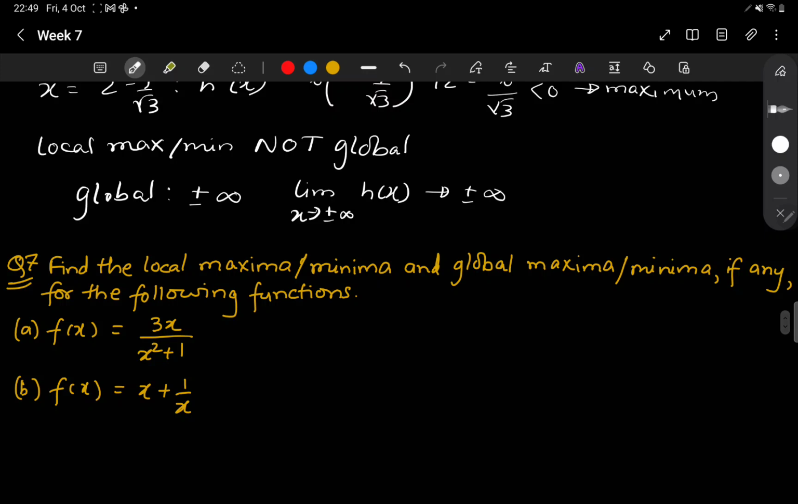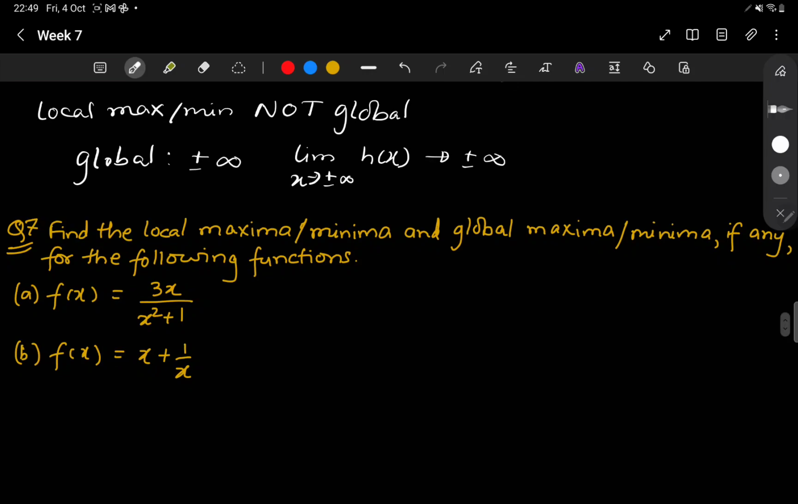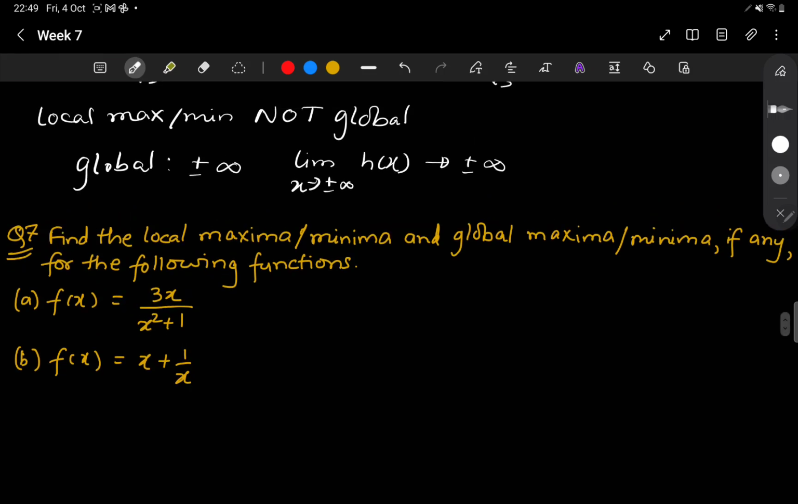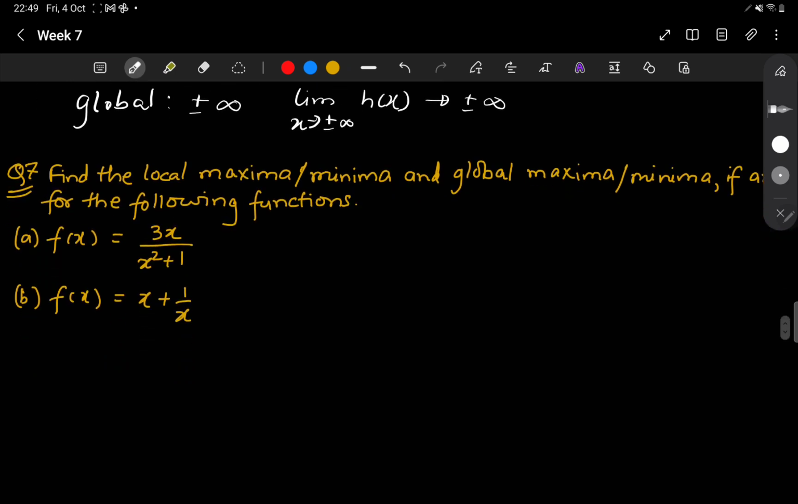Moving ahead. The seventh question: find the local maxima or minima and global maxima or minima, if any, for the following functions. First function is f(x) equals 3x over x squared plus 1. Second function is f(x) equals x plus 1 over x. These are now subjective questions, so it's not MCQ anymore, so no more poll. You have to try it out on your own and take some time, and then we will discuss the solution.